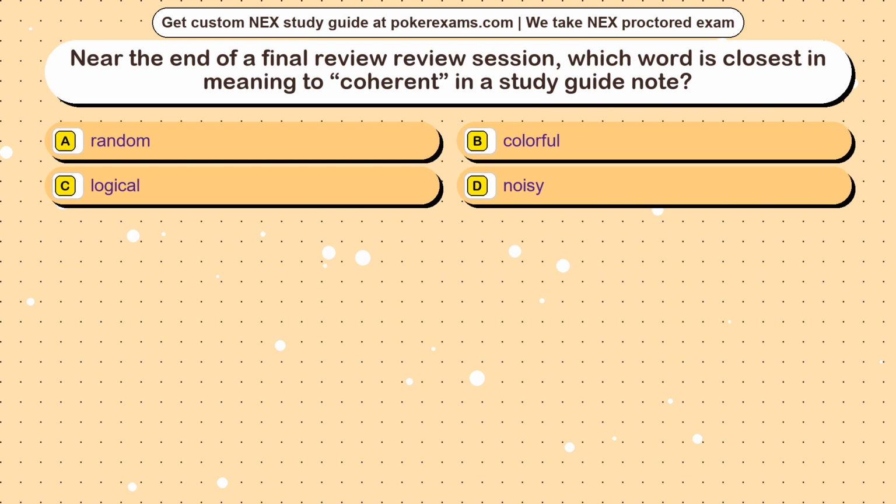Question 19. Near the end of a final review session, which word is closest in meaning to coherent in a study guide note? Option A, random. Option B, colorful. Option C, logical. Option D, noisy.